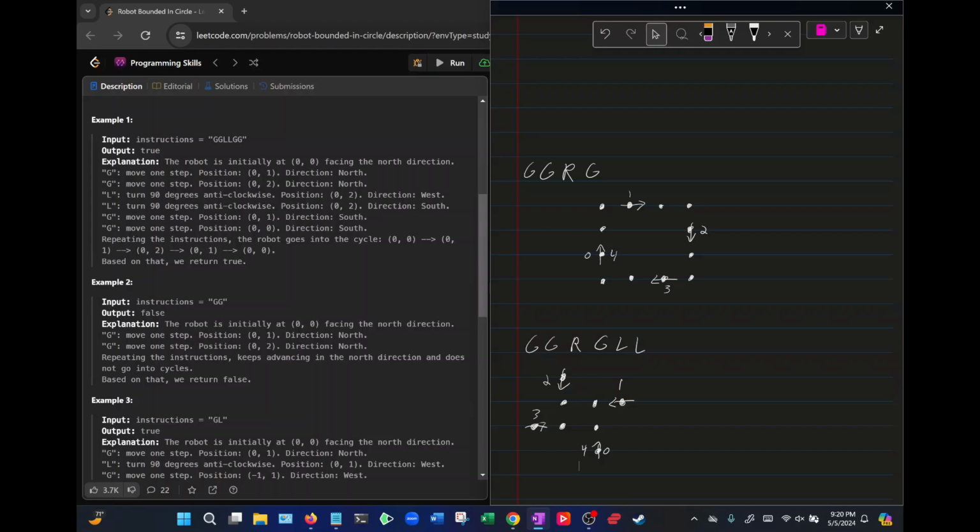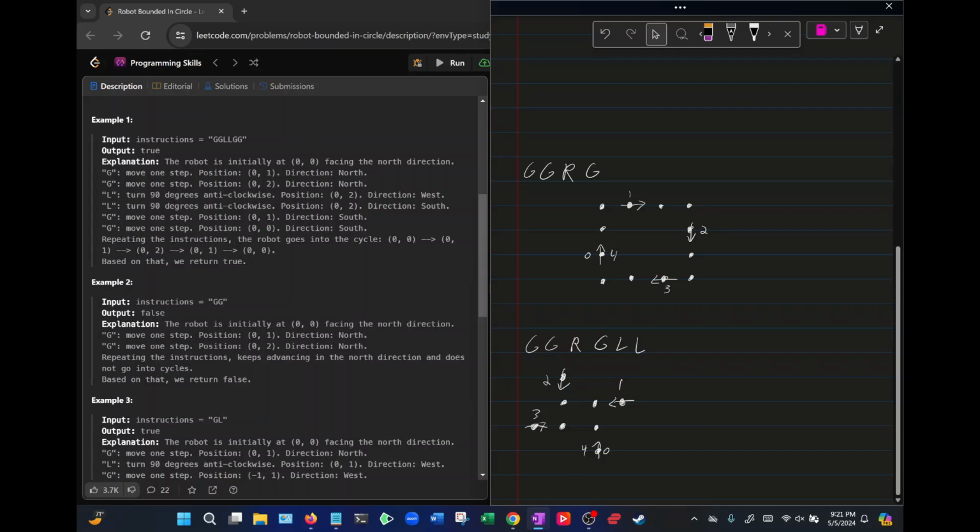Because basically, if you end up facing backwards after the first run through the instructions, then when you run through them again, you're just going to undo the action that you just did, because you're going to be doing the same instructions but facing the opposite direction. And so the path is going to be the exact opposite, and you're going to end up at the origin. So that's what happens when you end up facing backwards.